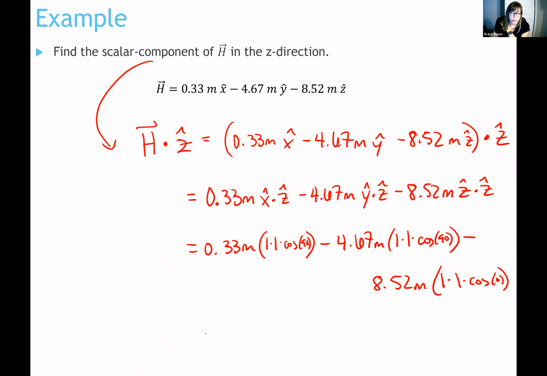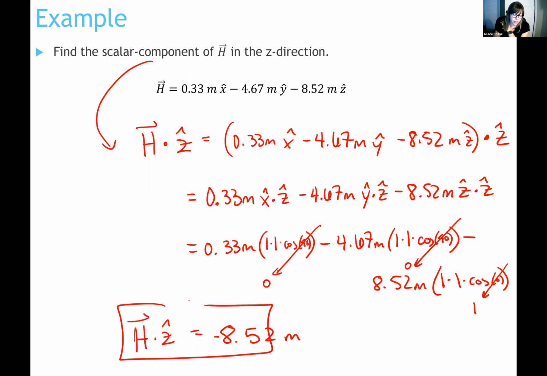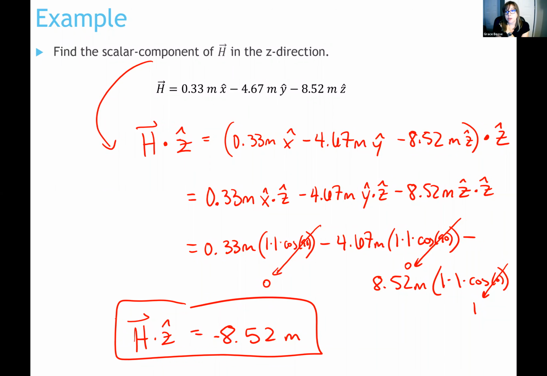And now we can make a couple more simplifications. This first term is going to go away to 0 because the cosine of 90 is 0. The next term is going to go away because, again, the cosine of 90 is 0. And so the only thing that remains is that last term, which is going to be negative 8.52 meters times 1 times 1 times 1. And so in the end, I just get negative 8.52 meters. So that's an example of using the dot product to extract a scalar component of a vector.